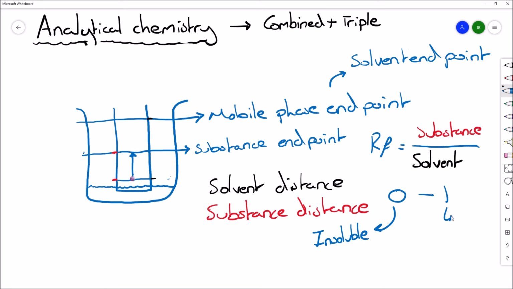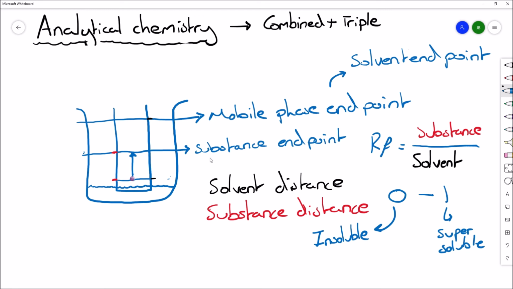1, we'll call it super soluble. It's completely dissolved into it. It's moved with the mobile phase. It's basically become part of the mobile or solvent part of chromatography. So it's not a complex bit of maths. You just have to remember that what you need to measure, you measure from the line either to the top of the mobile phase to get the solvent distance, or to the top of here to get the substance distance. Then you can put it into the equation and you'll get a number between 0 and 1. 0 being insoluble, 1 being super soluble.